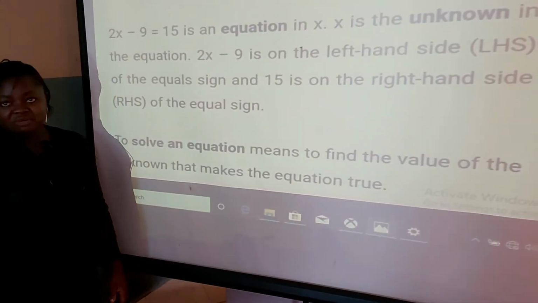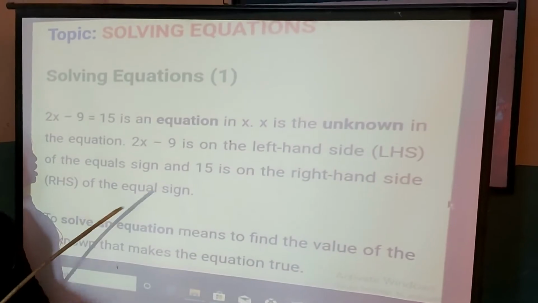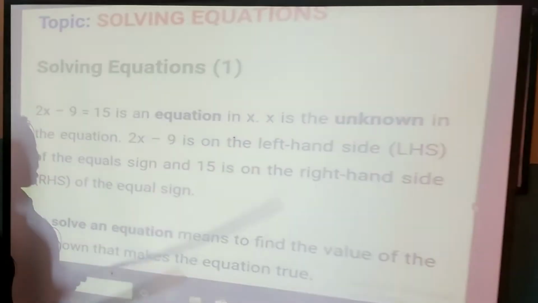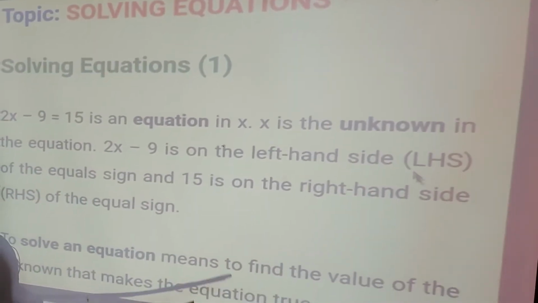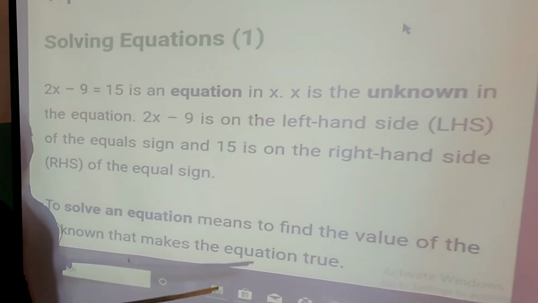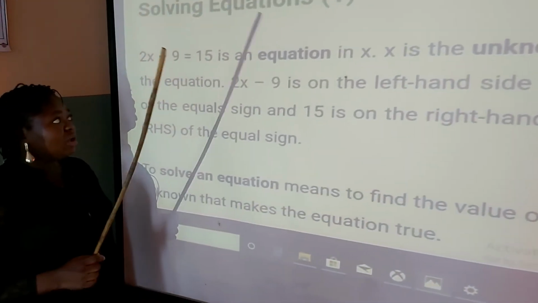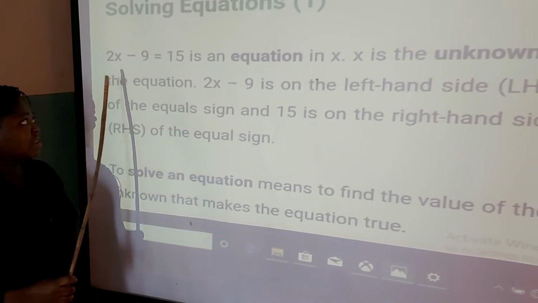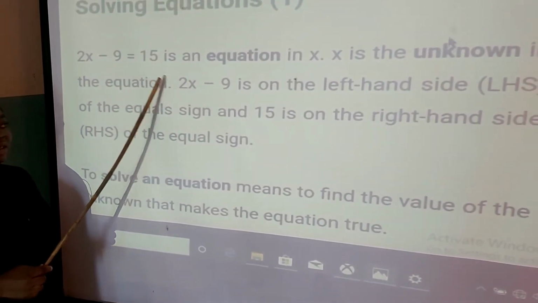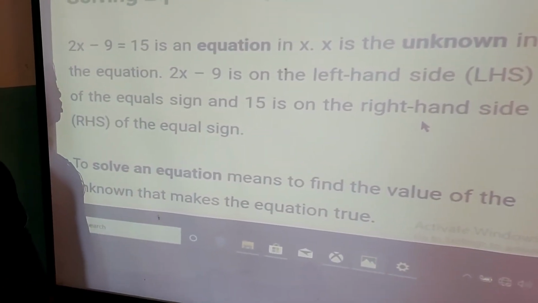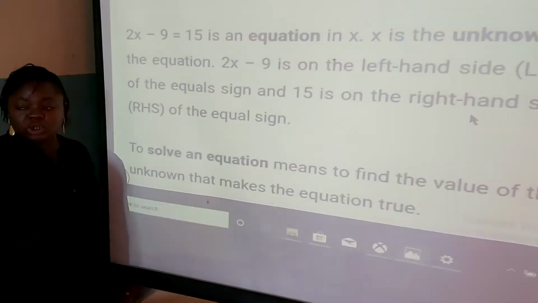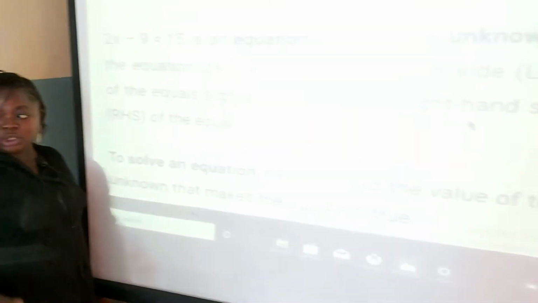The topic is solving equations. 2x minus 9 equals 15 is an example of an algebraic equation in x, and x is the unknown, meaning we'll be looking for the value of x in the equation. In an equation, there are always two sides: the left-hand side and the right-hand side. To solve an equation means to find the value of the unknown that makes the equation true.